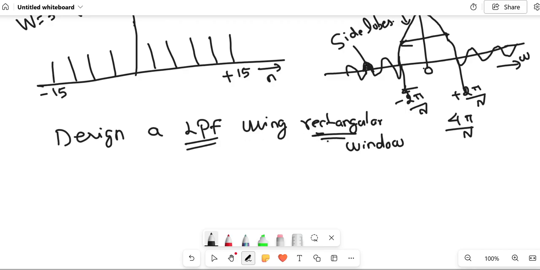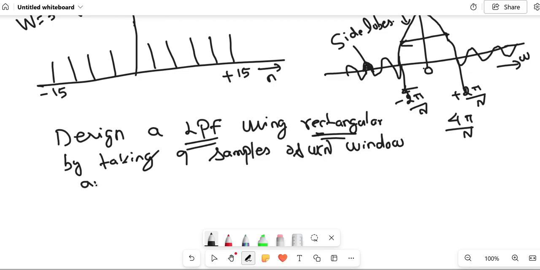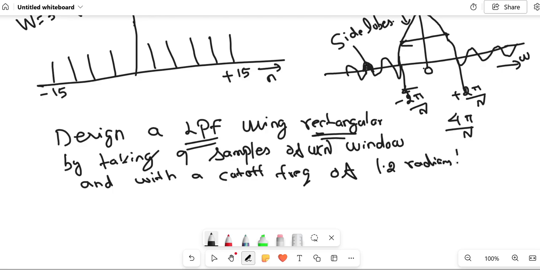So, window function, rectangular window, by taking 9 samples. By taking 9 samples, m is equal to 9, they given 9 samples of W of n, and with a cutoff frequency, the cutoff frequency of 1.2 radians per second.